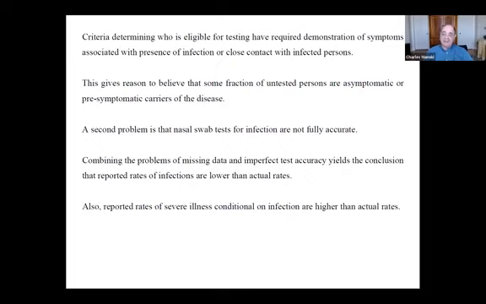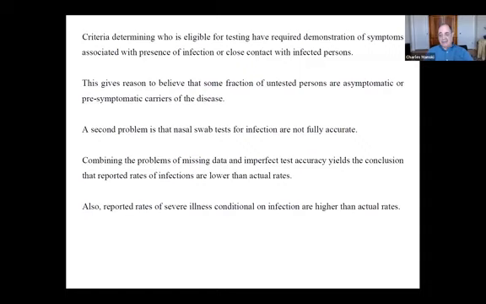The second problem that's less well appreciated is that the tests themselves are imperfect. This is a measurement error problem. If you do the nasal swab test for infection, then they're not always accurate. They're much more accurate in one direction than in another. The so-called rate of false positives is very low, but the rate of false negatives is actually quite substantial. And it's not exactly clear what it is. So you have this measurement problem that's overlaid on the missing data problem.